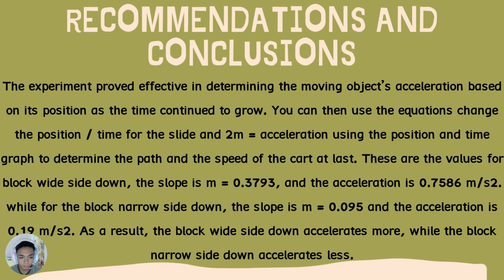These are the values for block wide side down. The slope is 0.3793 and the acceleration is 0.7586 meters per second squared. While for the block narrow side down, the slope is 0.095 and the acceleration is 0.19.